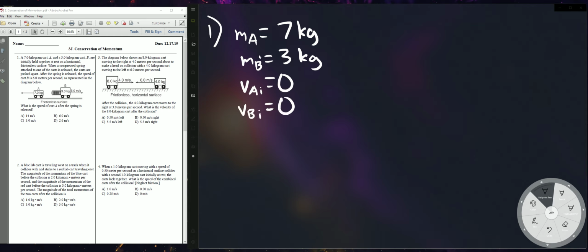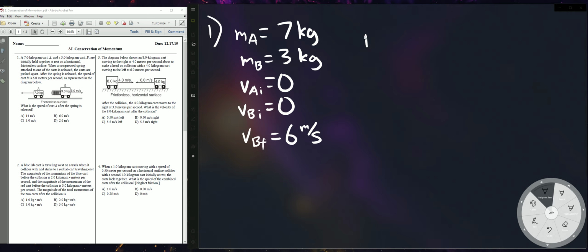can just substitute A and B as 1 and 2. It doesn't really matter, as long as you know what you're substituting for. Cards are pushed apart, so when the spring is released, the cards are pushed apart. After the spring is released, speed of the card B is 6 meters per second, so VBF is 6 m/s. And what is the speed of card A after the spring is released?